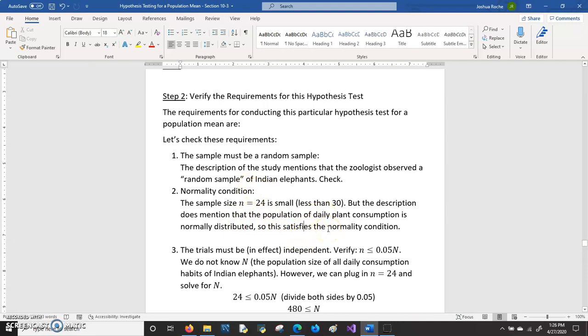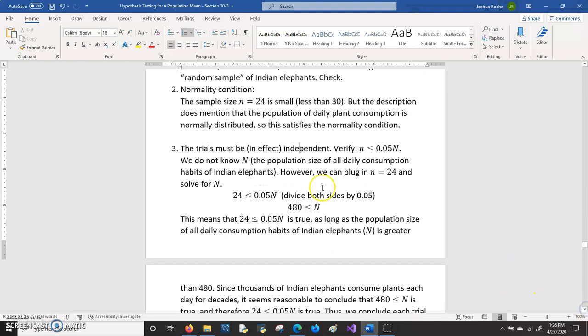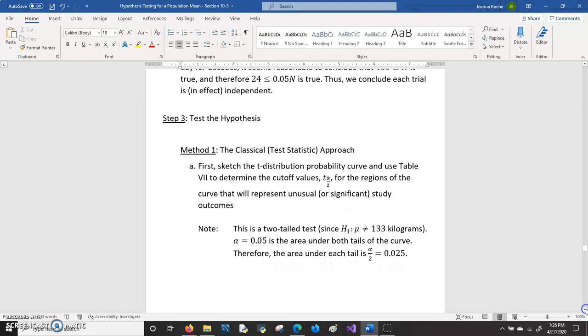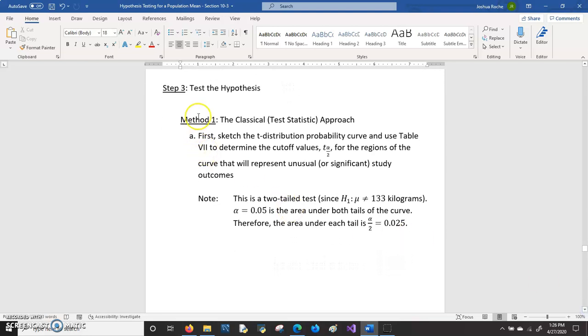As a researcher, you would need to do your own test to determine whether your sample comes from a normal distribution. And in our class, we won't get into the details of that, but as a researcher, you would need to do that. And the third requirement is to check that the trials are independent by checking this inequality. I won't go into the detail of this one for now. It's in the lecture notes, and it's very similar to the first example that we did. We'll go on to testing the hypotheses.